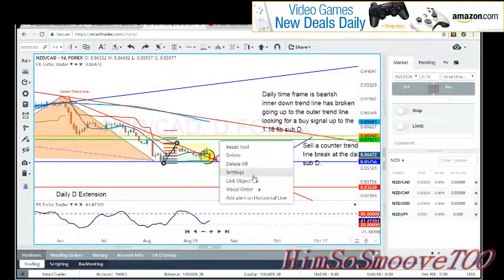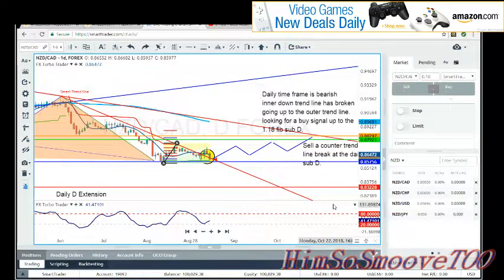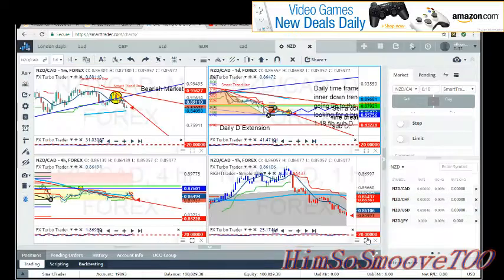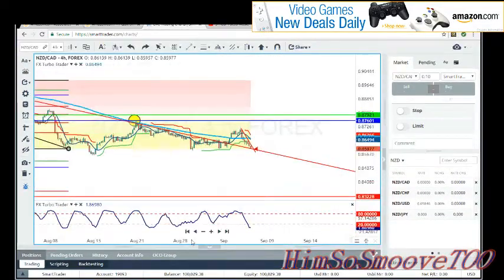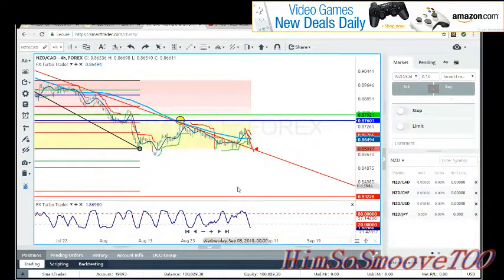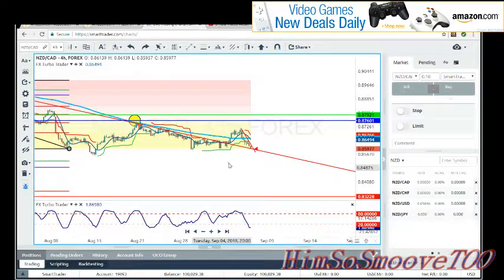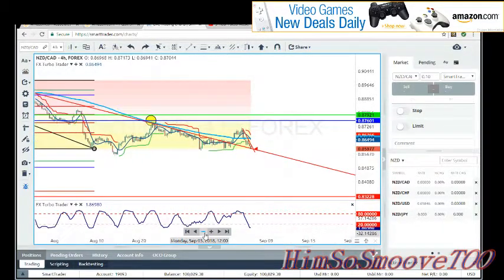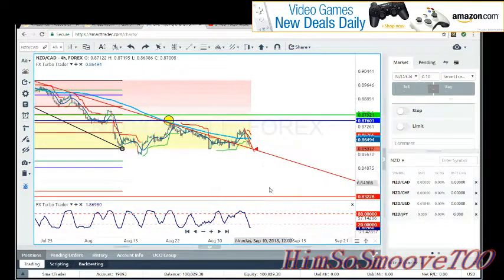Like that. Link object to lower time frame. All right, that will be our target. If the market is going to close above this counter trend line, we're going to buy this market up to the daily D sub extension, because remember, the overall movement is still bearish.